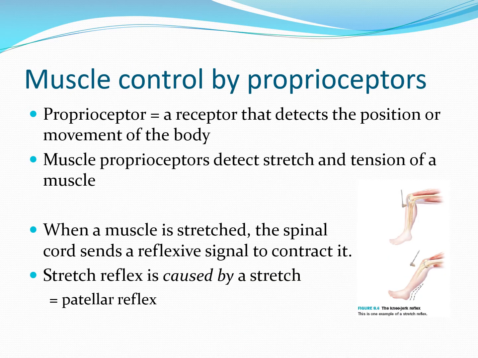Okay, and now I'm going to talk a little bit about the proprioceptors and how they help control muscle movement. A proprioceptor is any receptor that detects the position or movement of the body and then communicates that information to the brain. So muscle proprioceptors detect the stretch and tension of a muscle. When a muscle is stretched, the spinal cord sends a reflexive signal to contract the muscle. And I usually start by talking about the patellar reflex.